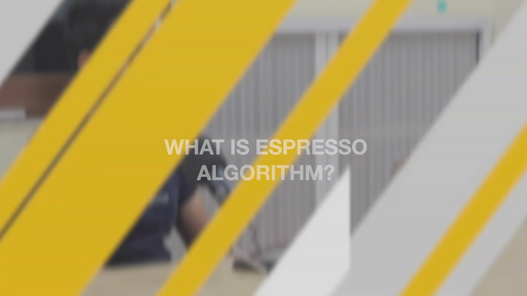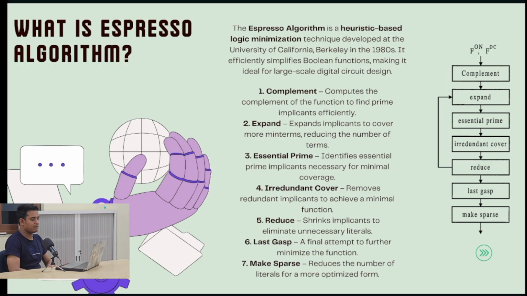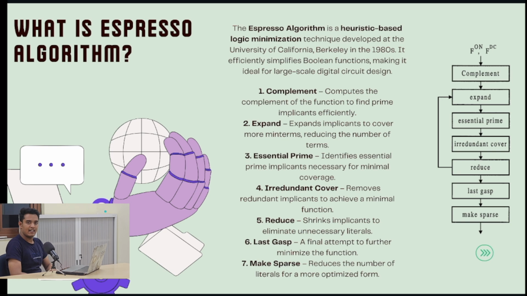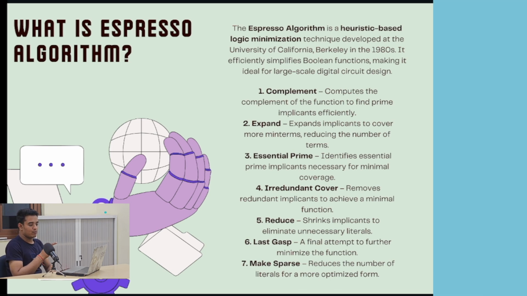So what is the espresso algorithm? Espresso algorithm is a heuristic based logic minimization technique developed at the University of California in the 1980s. It efficiently simplifies Boolean functions, making it ideal for large scale digital circuit design. The flowchart of the espresso algorithm is given here. Now let's come to the board.